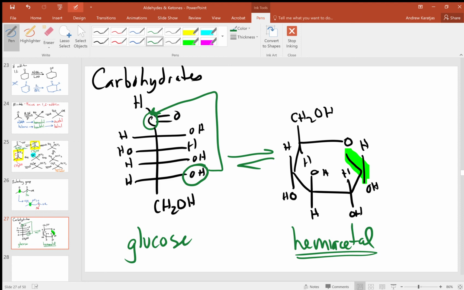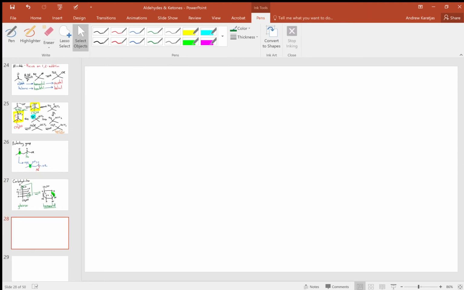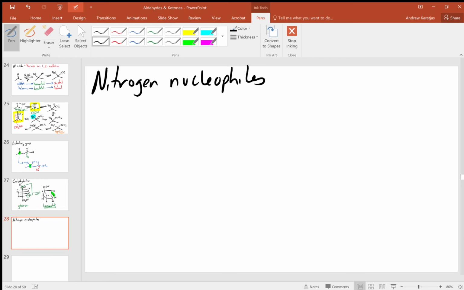All right, our final group of nucleophiles for this chapter, this section, are to look at nitrogen nucleophiles. And we're going to start with one very special case, and then we'll get into more general cases of amines. But the one special case is known as the Wolff-Kishner reaction.